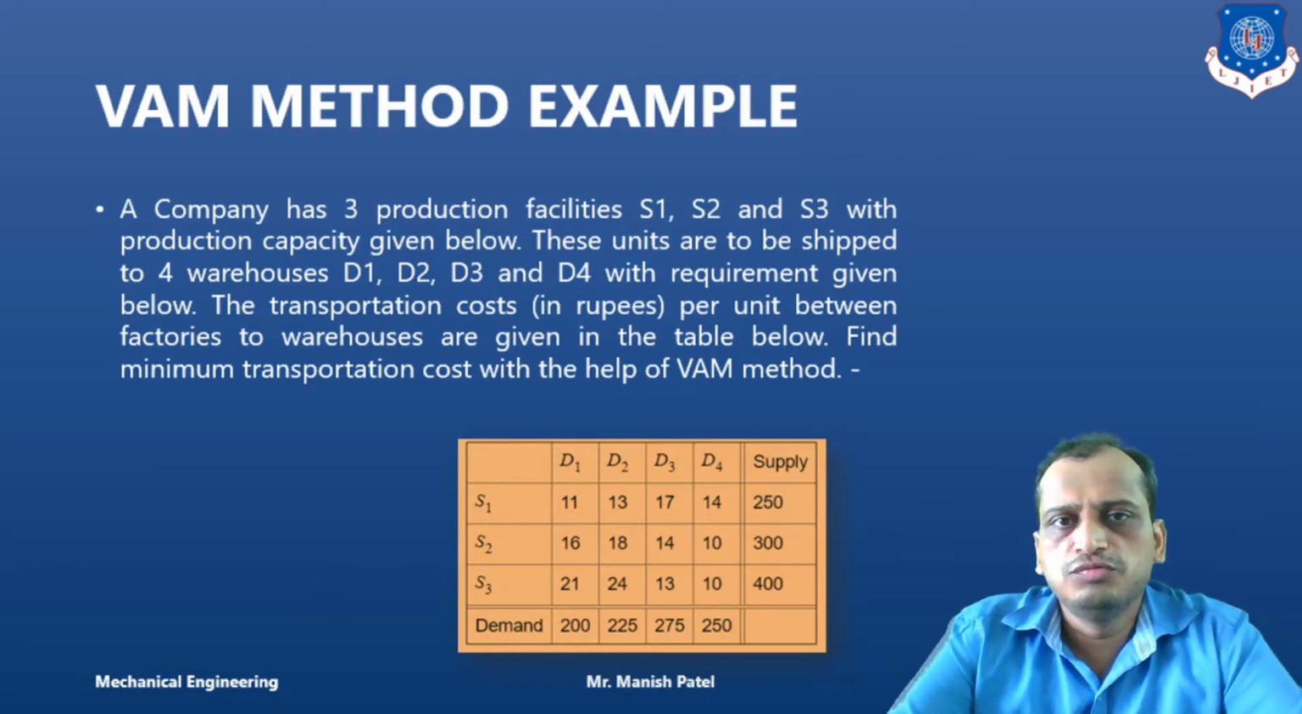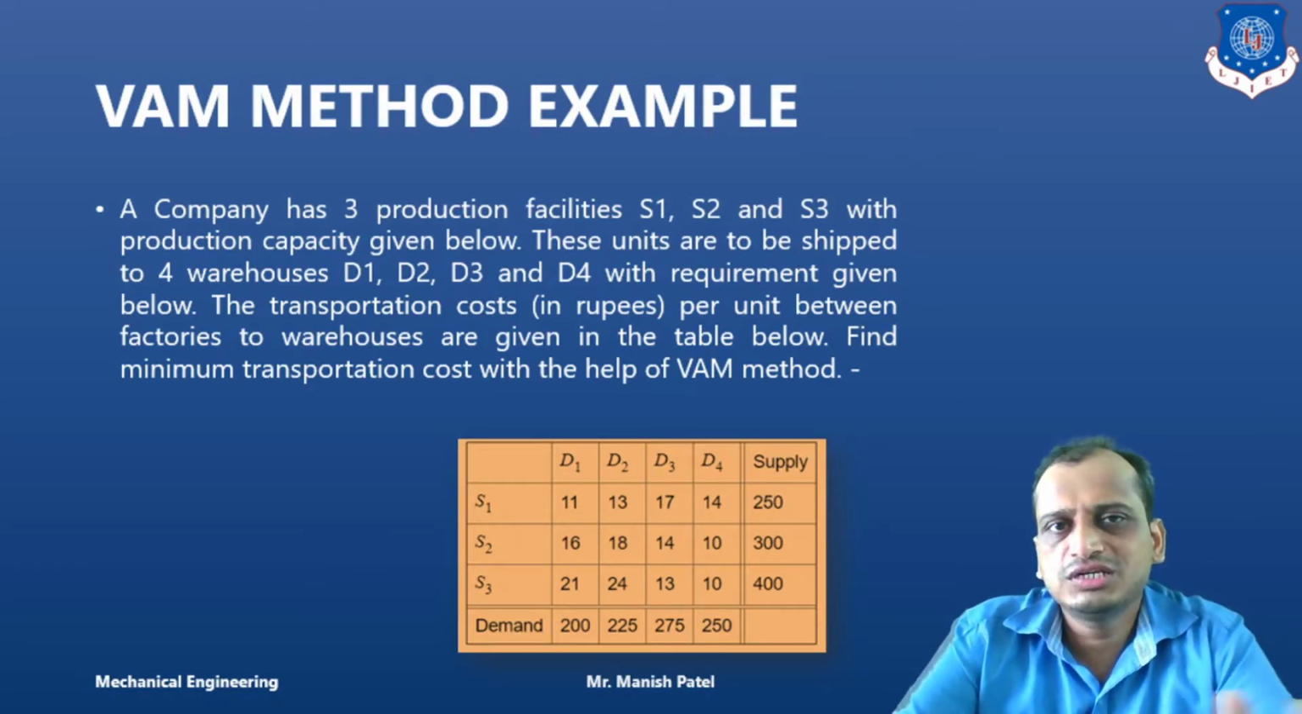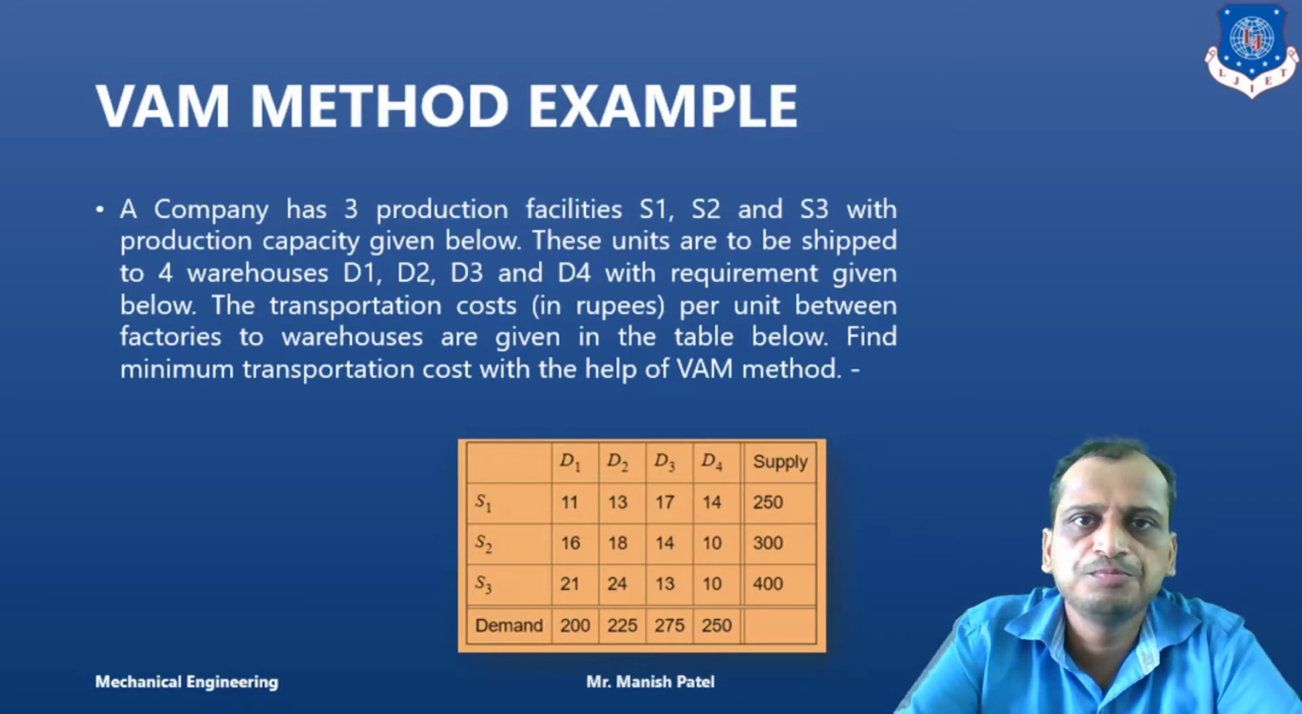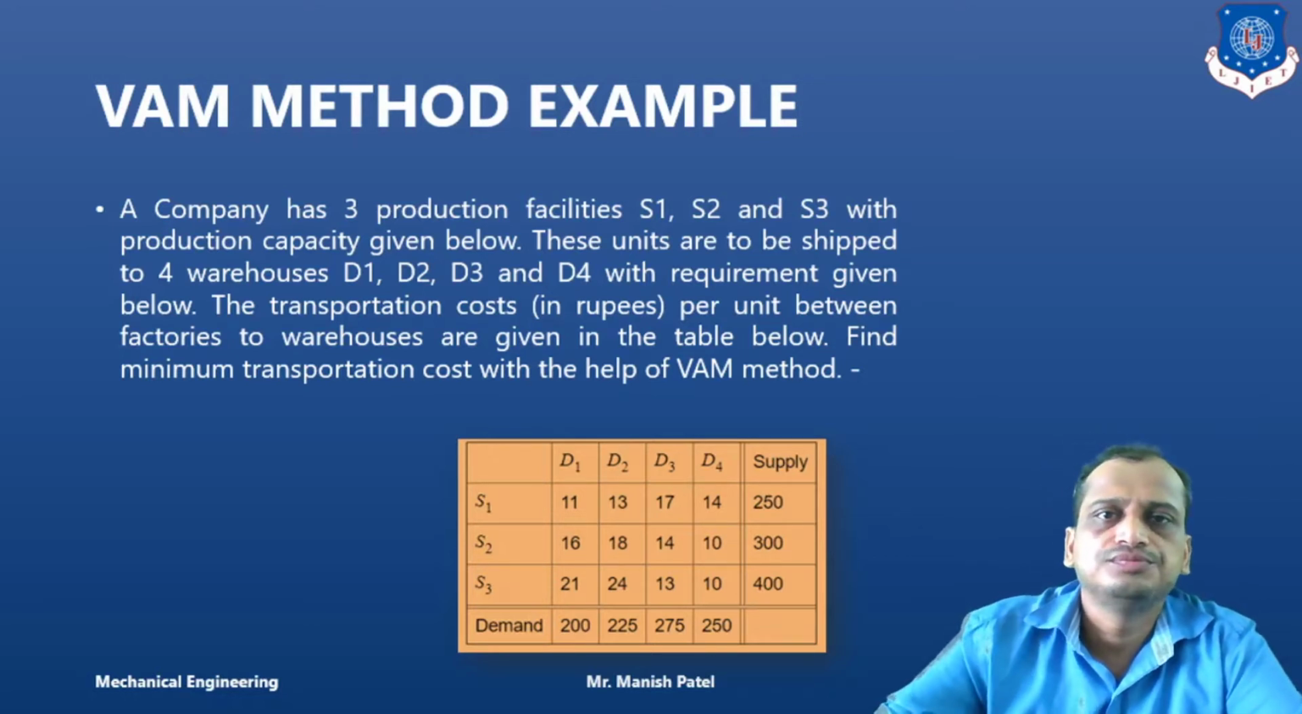So, the example is the same one which we discussed for the northwest corner method and least cost method. The company has 3 supply constraints, 3 ports for the supply, and 4 demand constraints, right? Destinations. The cost matrix is given, and we have to arrive at the minimum transportation cost with the help of Vogel's approximation method.